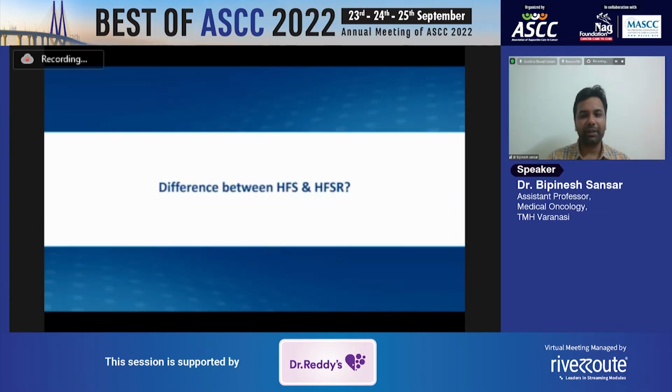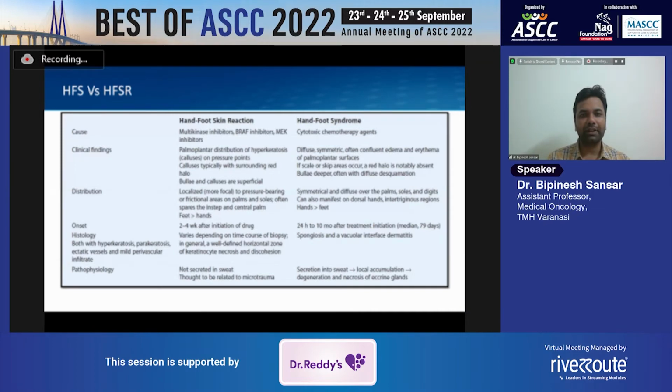So what is the difference between hand-foot syndrome and hand-foot skin reaction? There is some difference between the HFS caused by the traditional conventional cytotoxic chemotherapy agents and those caused by the multi-kinase inhibitors like regorafenib, sorafenib. In the HFS caused by TKIs, it's more on the pressure points, and there's typically a surrounding red halo and the bullae are superficial. In the traditional cytotoxic chemotherapy-induced HFS, the picture is of more diffuse, symmetric, confluent edema and erythema of the palmoplantar surfaces, and the bullae are usually deeper and often with diffuse desquamation.